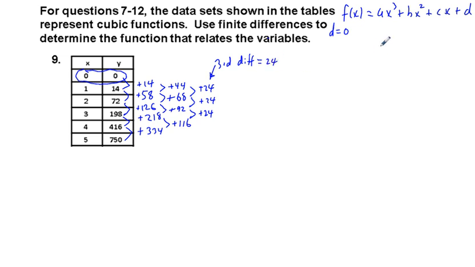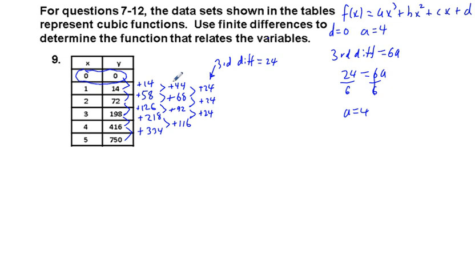So our third difference is equal to 6a. So that's going to be 24 is equal to 6a. If you divide by 6, 24 divided by 6 equals 4. So a is equal to 4. So we're going to get 4x cubed.